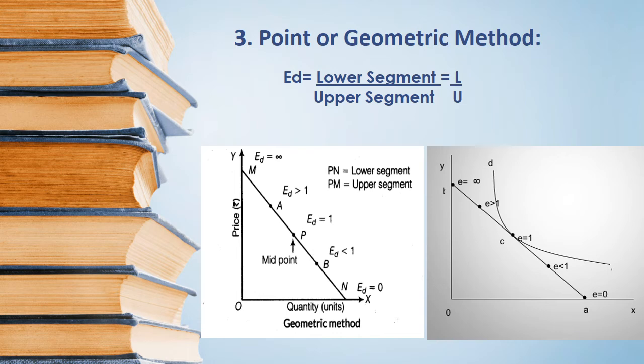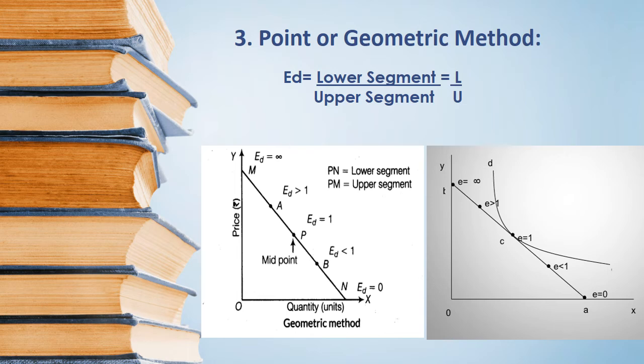The third and the last method of measuring price elasticity of demand is the point or geometric method. Professor Alfred Marshall has developed this method as well to measure the elasticity of demand, which is known as point method or geometric method. The ratio method and total outlay method are unable to measure the elasticity of demand at a given point on the demand curve. So they are restricted. At any point on the demand curve, elasticity of demand is measured with the help of this particular formula, that is lower segment of the demand curve divided by upper segment of the demand curve.